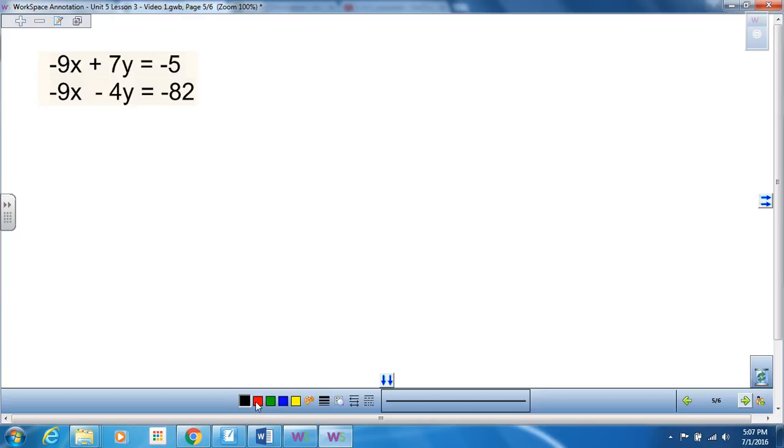If I do another one of these, I see that I have the same number and same sign, so I subtract. Because negative 9 minus negative 9 is 0. 7 minus negative 4 is 11y. Negative 5 minus negative 82 is 77. Divide by 11. Y equals 7.